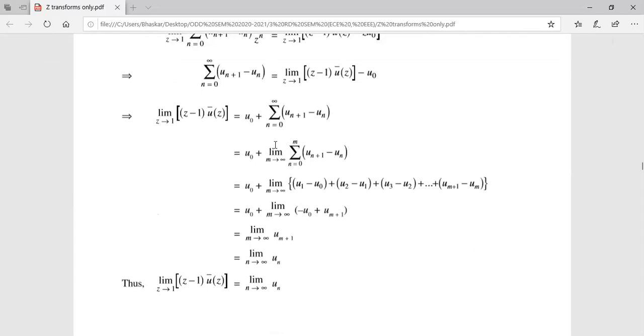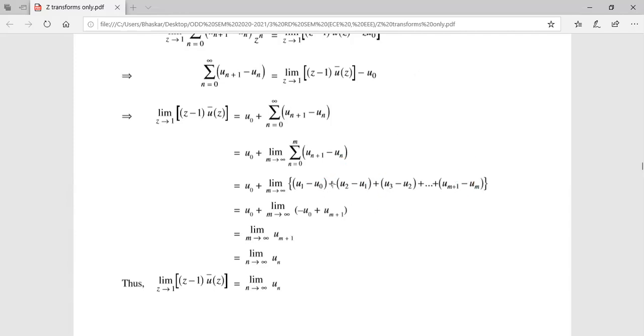I'm choosing the limit m tends to infinity over here. If I apply it and substitute n equal to 0, we get u1 minus u naught, u2 minus u1, u3 minus u2, and so on. Limit m tends to infinity of minus u naught plus u1 plus..., because all the terms are going to cancel here. Except for u naught and the last term u_{m+1}, all the terms cancel.